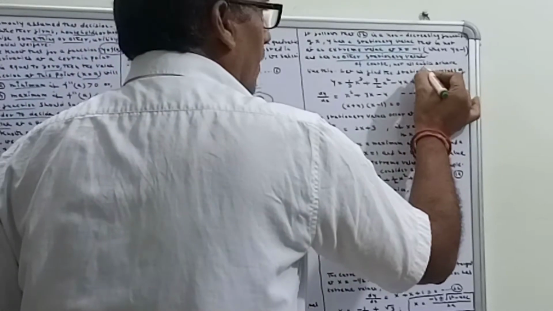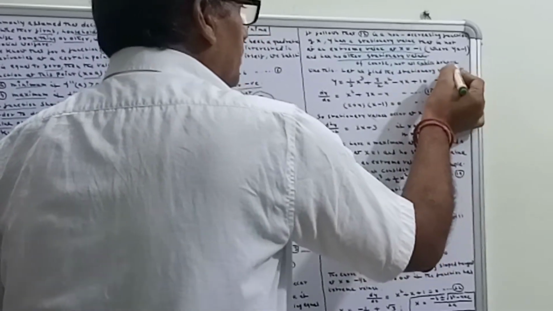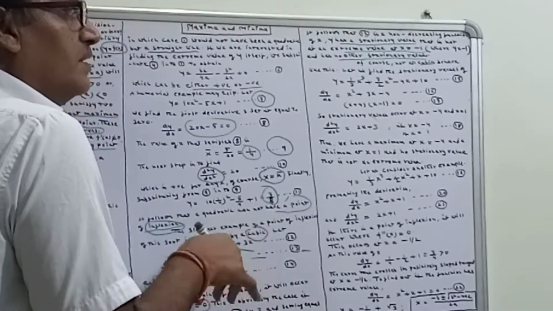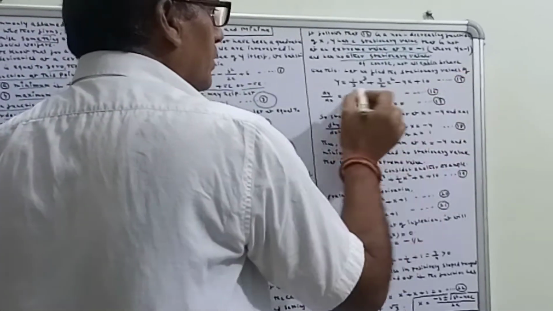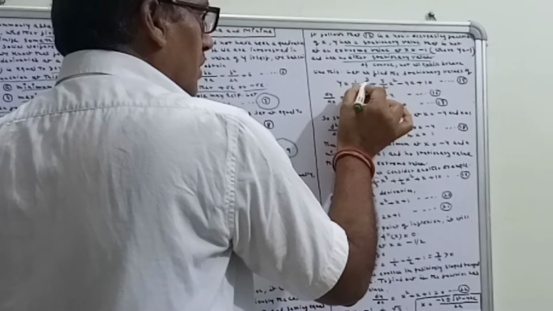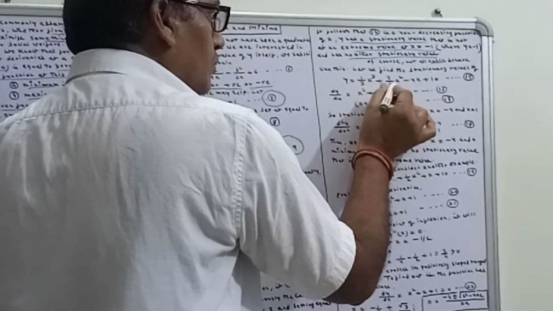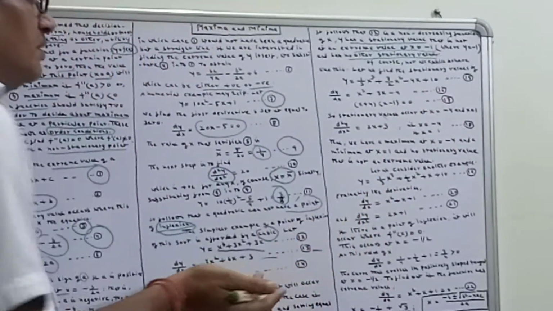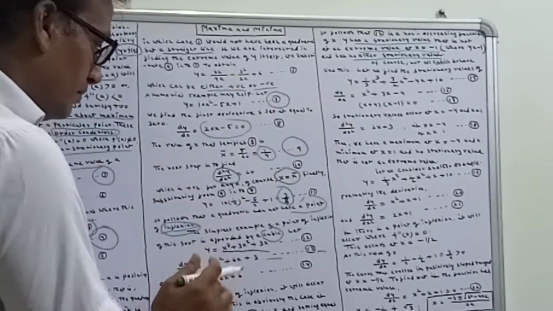Of course, not all cubic functions behave like this. Let us find the stationary values of y equal to 1 by 3 x cubed plus 3 by 2 x squared minus 4x plus 10. This shows the difference between this function and the previous one.